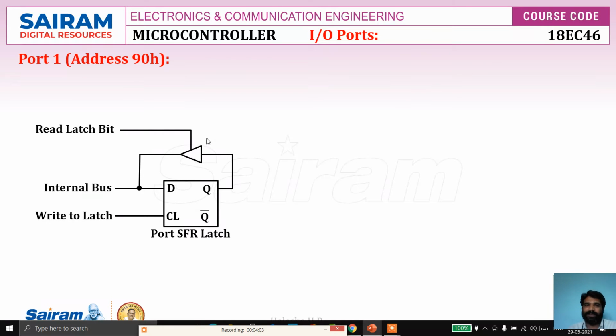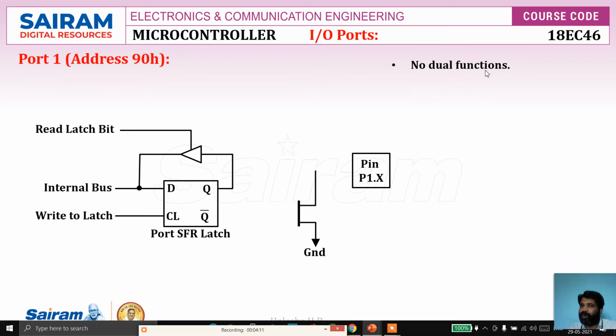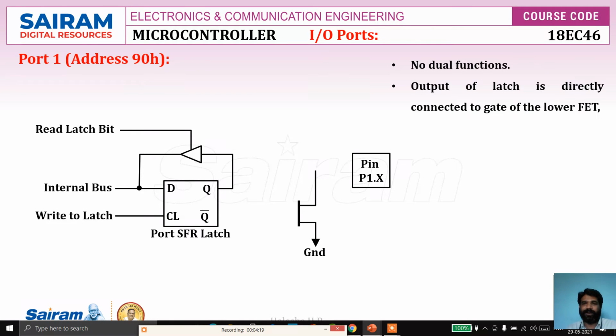Again, to read the latch, we use this buffer, read latch bit, and this is the pin, and only one FET. No dual function. That is why there is no control logic here, as we observed in port 0. So the output of the latch is directly connected to the gate of the lower FET, and this is connected to the port.